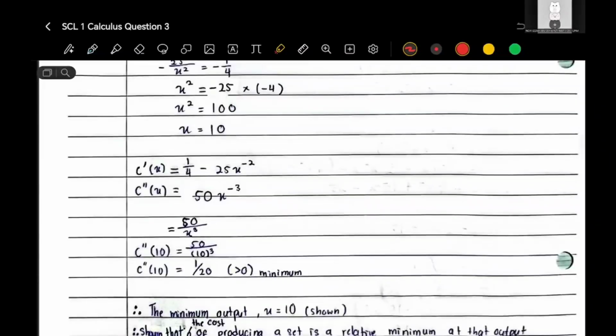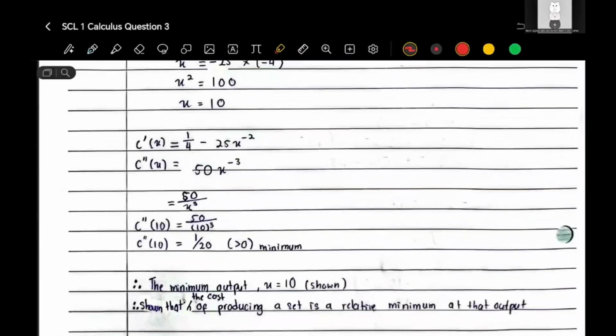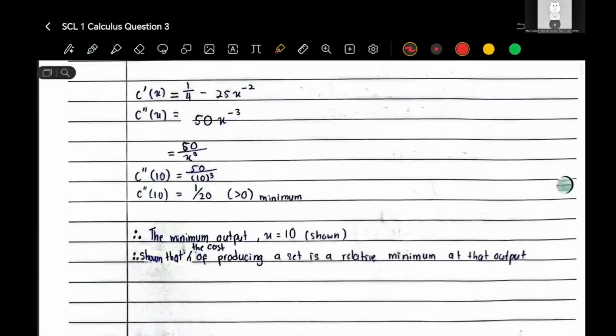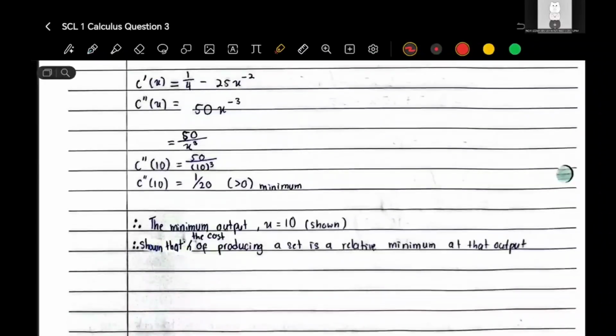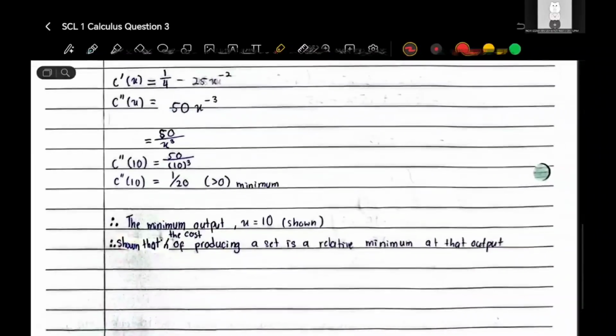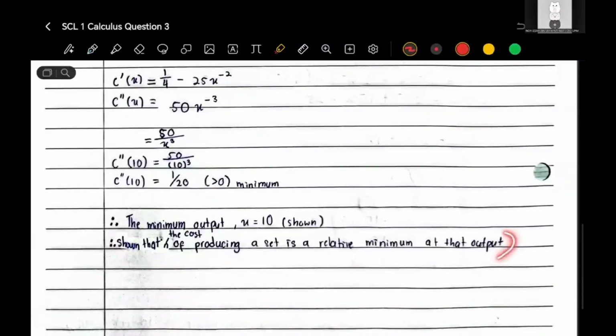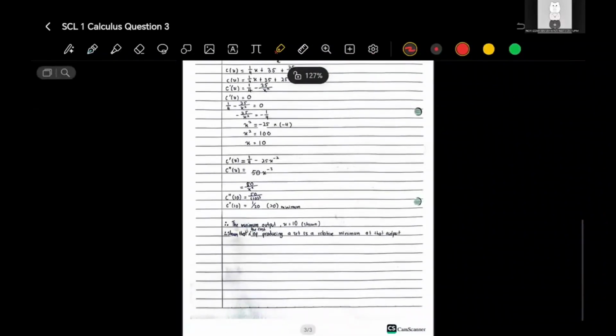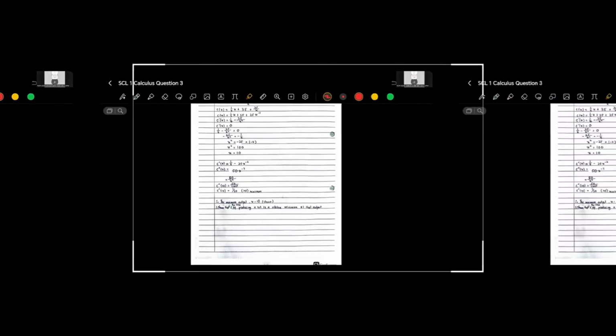When we substitute x with 10, we got 1 over 20, which is greater than 0. So it is a minimum. So the minimum output is x equal to 10. So it is shown that the cost of producing a set is a relative minimum at that output. That's all from me. Now I'm going to pass to the next person to explain.